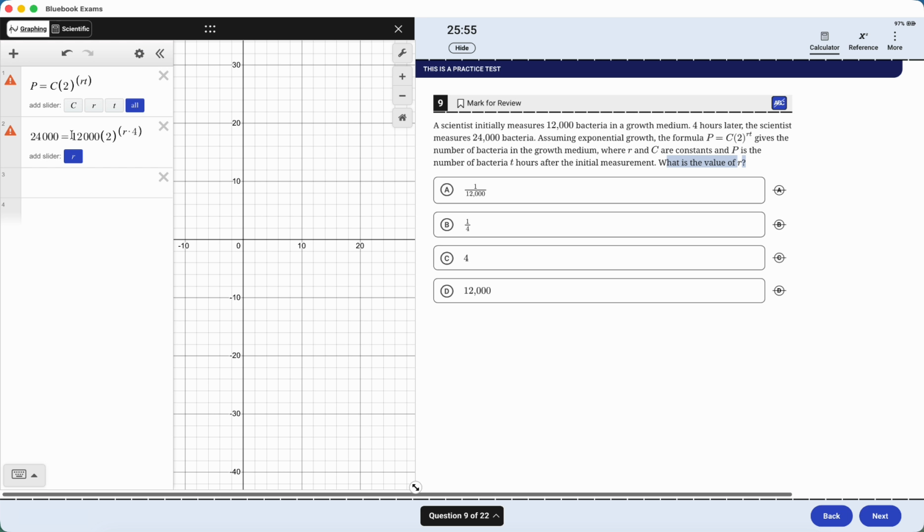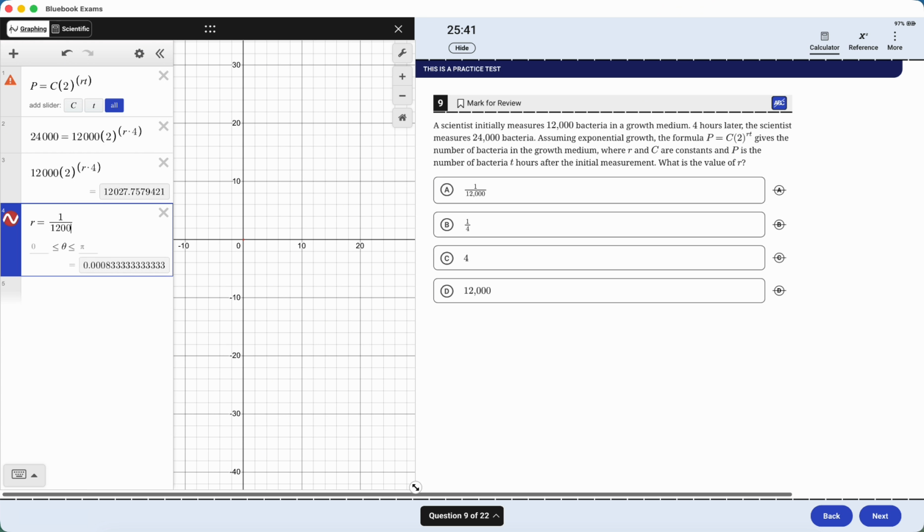So the way you can solve this, you see, is you wanna try the different values for R, and you wanna see when will it equal 24,000? That's basically the question, right? So if I tell it R is 1 over 12,000, answer choice A, it'll calculate it. You can plug it in there yourself if you want. But that's only 12,002, that's not 24,000. Then if I try B, that's the correct answer. So R has to be 1/4, right?